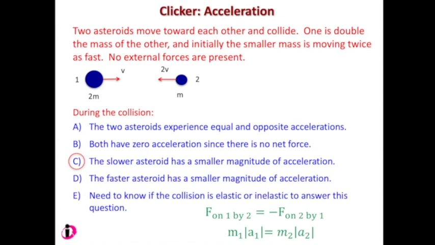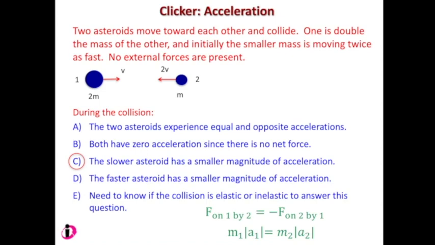So we're told no external forces are present, which means that the only forces here are F on 2 by 1 and F on 1 by 2, right? Forces on each object by the other. And we know due to Newton's third law that those are equal and opposite, right? They have to be. Whatever force 1 does on 2, 2 has to do on 1. And we'll talk about this in terms of impulse in a second.